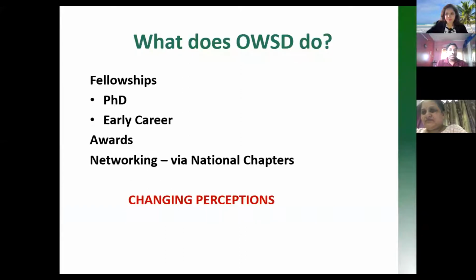So the Organization for Women in Science for the Developing World has a number of opportunities. So I'm going to go through them all. First of all, there are the fellowships for PhDs and for early careers. And then there are the specific awards. And then most importantly are the networking opportunities via our national chapters. And I'm going to talk about some of the work that the Indian national chapter is doing. But there at the bottom in red is what everything is all about. It's to change the perceptions of the world out there to what women can do in science.